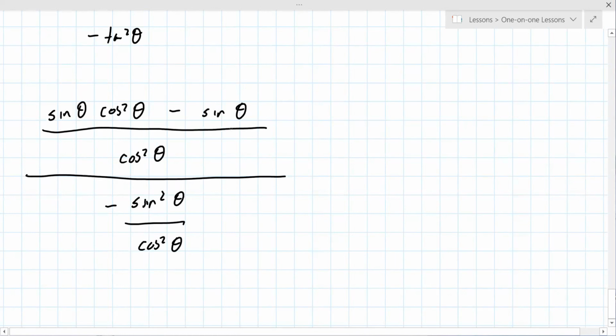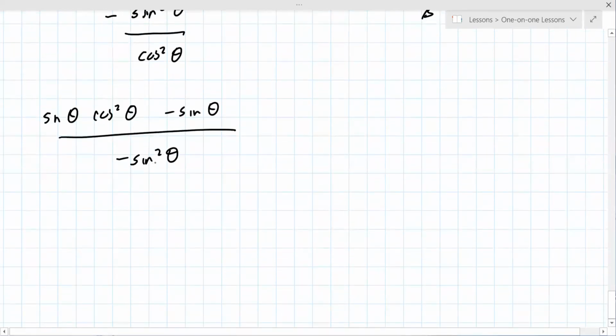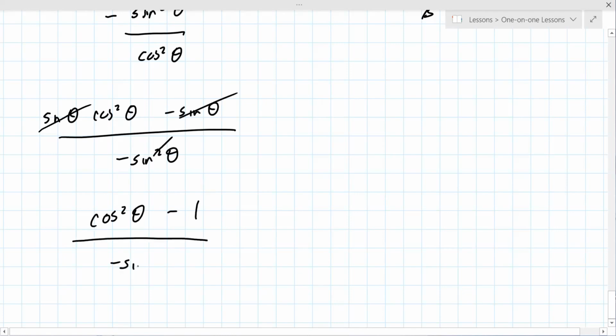Now, whenever you have an a over b over c over b, it becomes a over c. These cancel. So you get sine theta cosine squared theta minus sine theta over minus sine squared theta. Now we're really making some progress here. So this negative, we'll deal with that in a bit. You could factor a sine out from both of them, and that cancels with this one. So that sine cancels with that sine, and you're left with cosine squared theta minus 1 over minus sine theta.